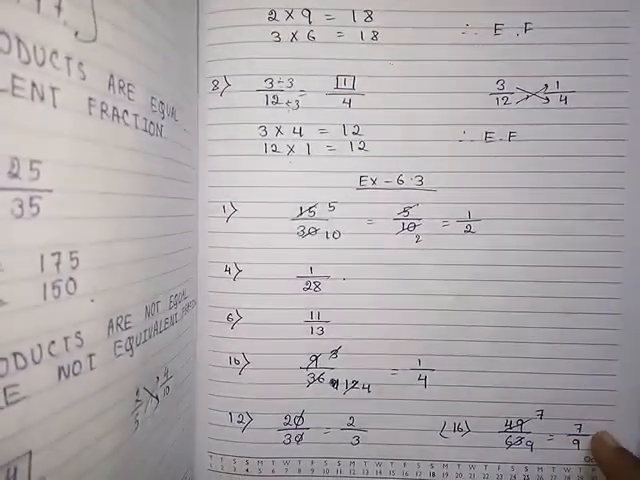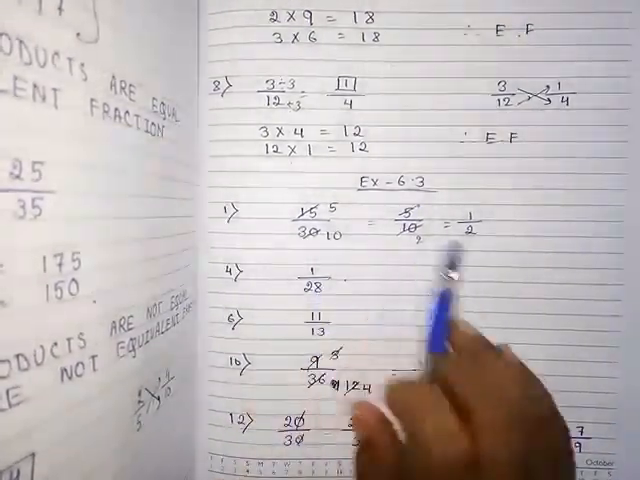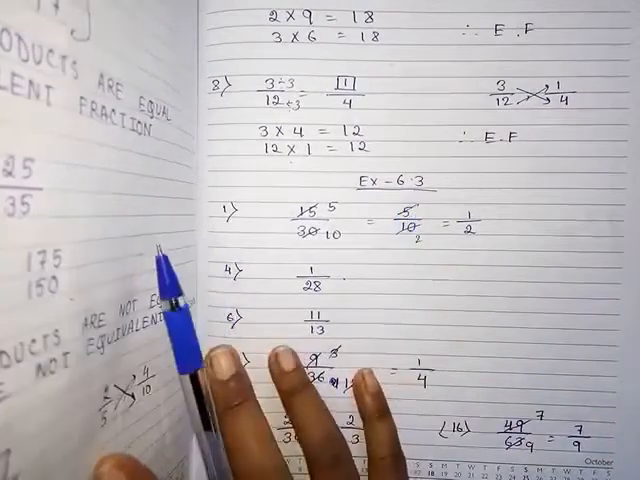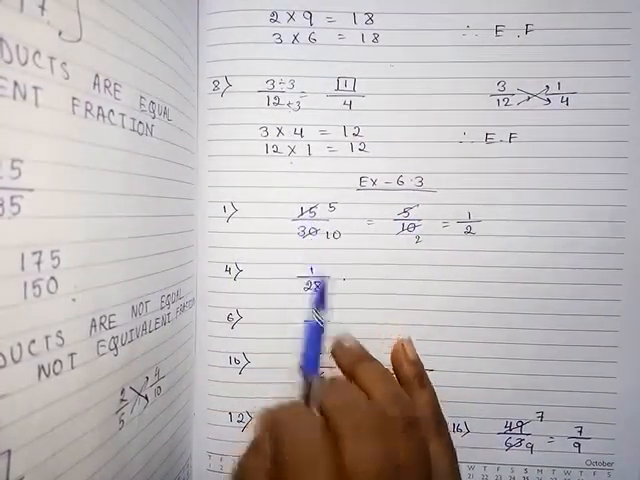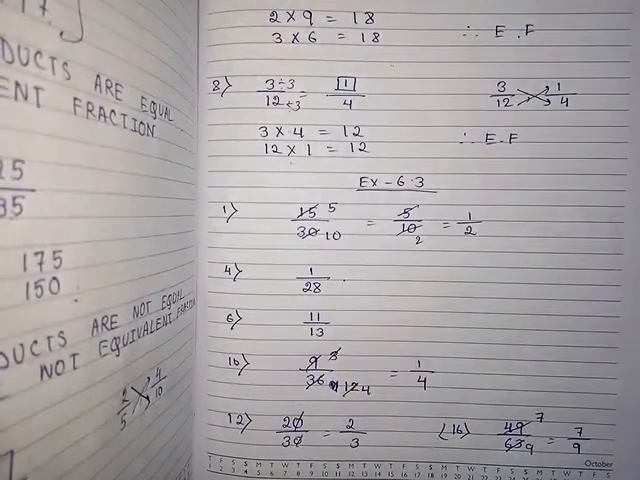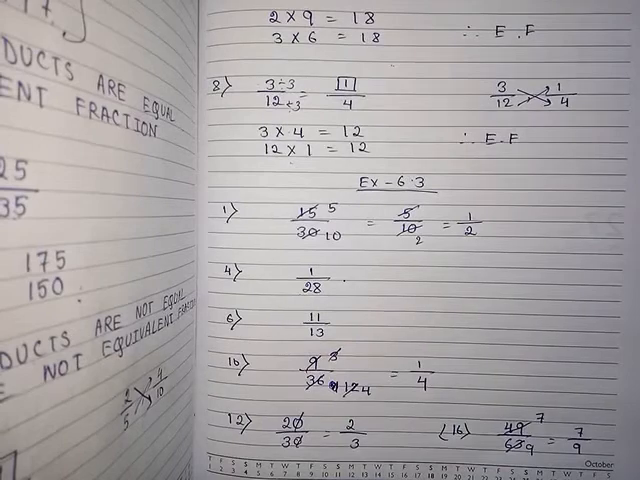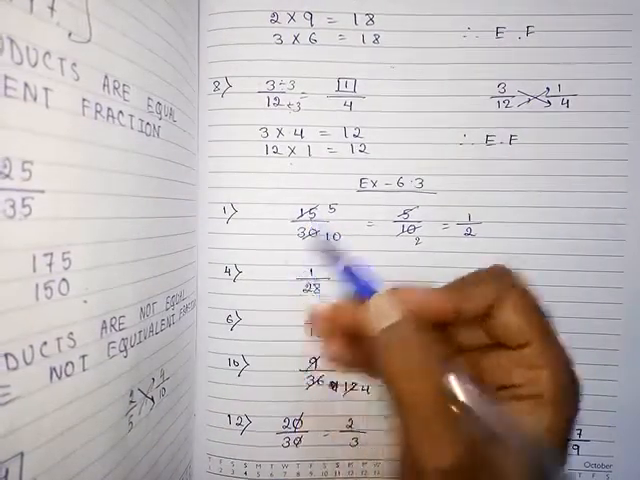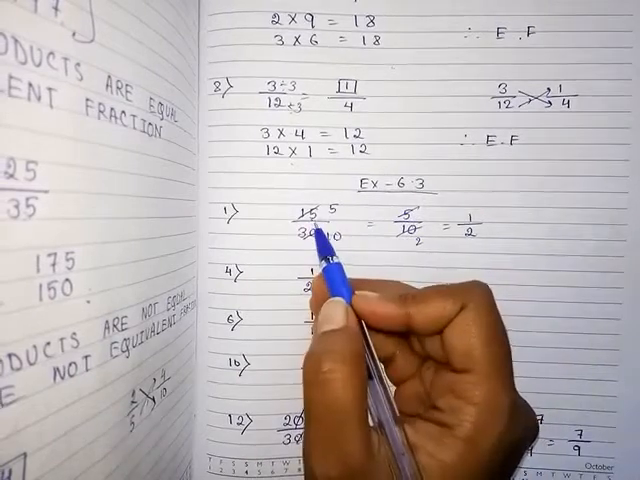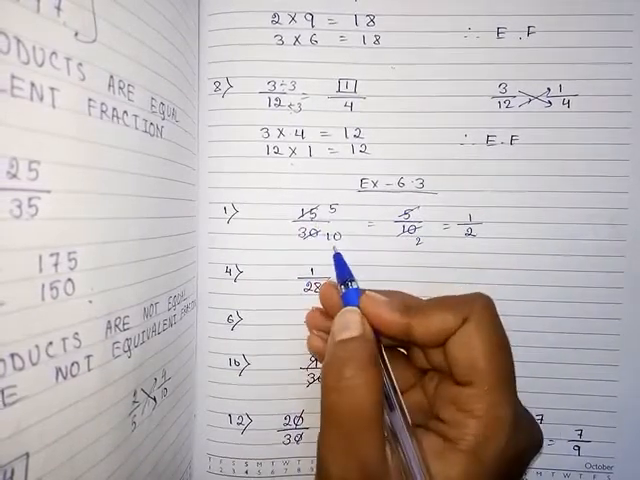Now we will learn how to simplify the fraction. Exercise 6.3. Sum number 1. The question is 15 by 30. We have to check whether 15 is divisible by 2 or not. 15 is not divisible by 2 because the unit place digit is odd. Then check with 3. 15 is divisible by 3. 3 5s are 15. And 30 is also divisible by 3.